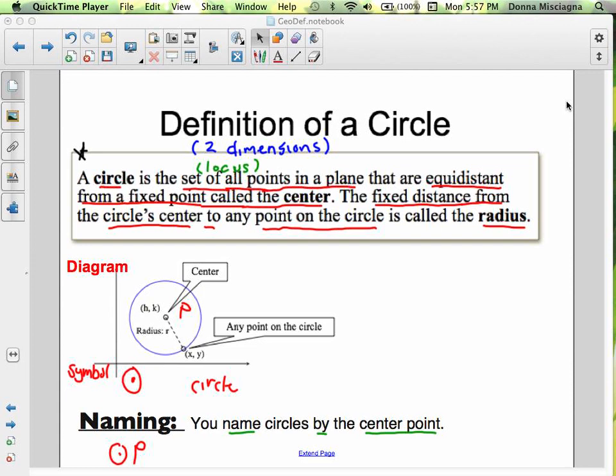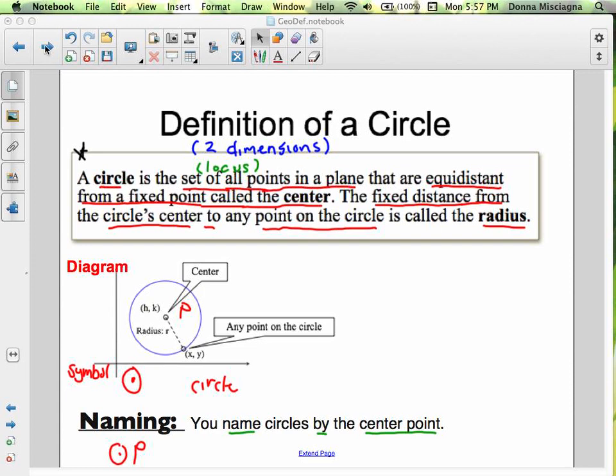And you name circles by the center point. Right? So under naming, I want you to add in your notes the green underlined words, name by the center point. And then there's an example that goes with our diagram. So that would be circle P. Okay, so that's a circle.